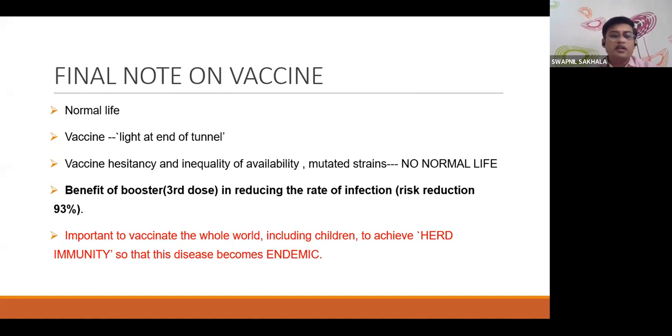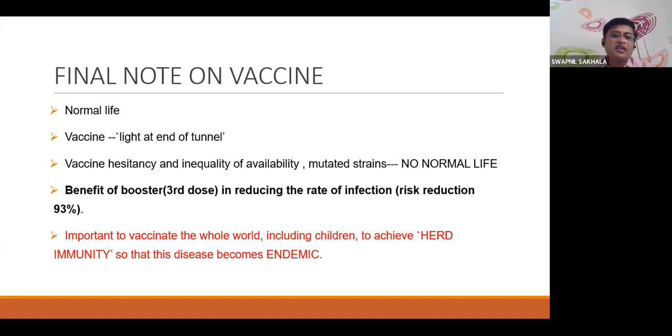So, what is the final note on the vaccine? As you know, for the last 2 years our normal life has been disturbed, and new variants are coming, and we are not finding any final pathway for how we should go ahead. So ultimately, the vaccine is the only light at the end of the tunnel. If you vaccinate yourself, your immunity will be higher. Even if you come across different variations or variants of COVID, your vaccine immunity will give you protection, which will not end up in hospitalization.